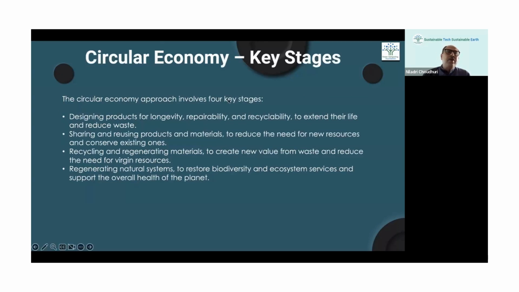So we need to look at the key stages. The first starts with designing. We need to have sustainable design, and that's why sustainable design thinking is required. Designing products for longevity, repairability, and recyclability to extend their life and reduce waste. Sharing and reusing products and materials to reduce the need for new resources and conserve existing ones.